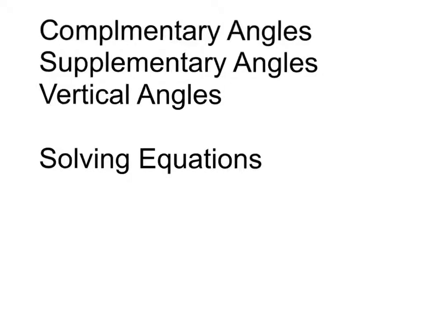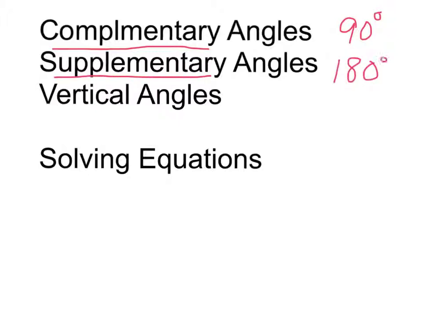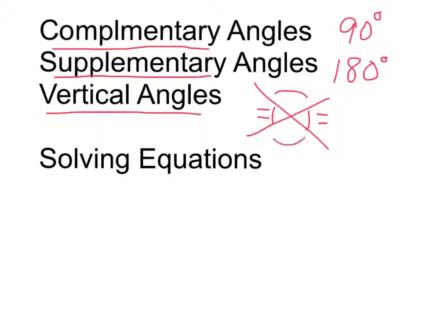Okay, guys, we're going to start with what we were doing yesterday. We're going to do a couple more complicated equations with it today on a sheet. Remember, complementary angles are the angles that add up to 90 degrees. Supplementary angles are the angles that add up to 180 degrees. And vertical angles are the angles that are equal to each other, across from each other in an X, whether they're here to here or here to here.